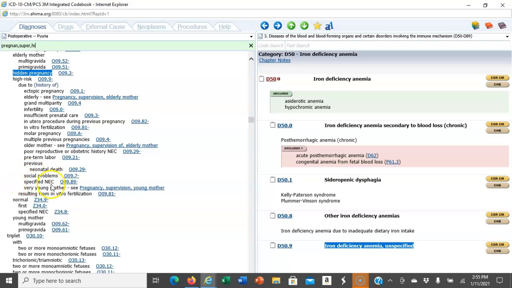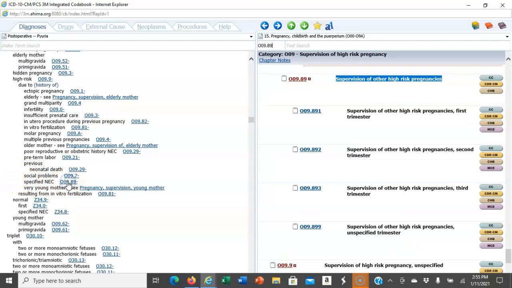So we have a specified NEC condition here. So our code will be O09.89, and we're in the first trimester, so we're choosing a 1 for that first trimester. She is 10 weeks pregnant, so when we go to pregnancy, weeks, gestation, we're at Z3A.10.